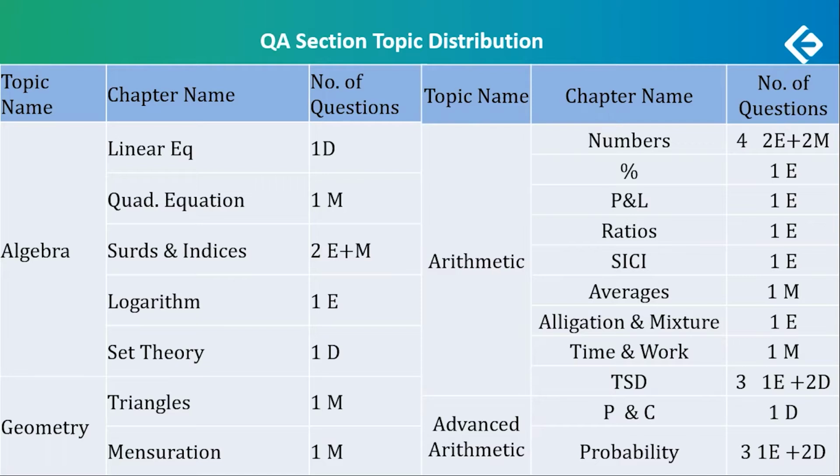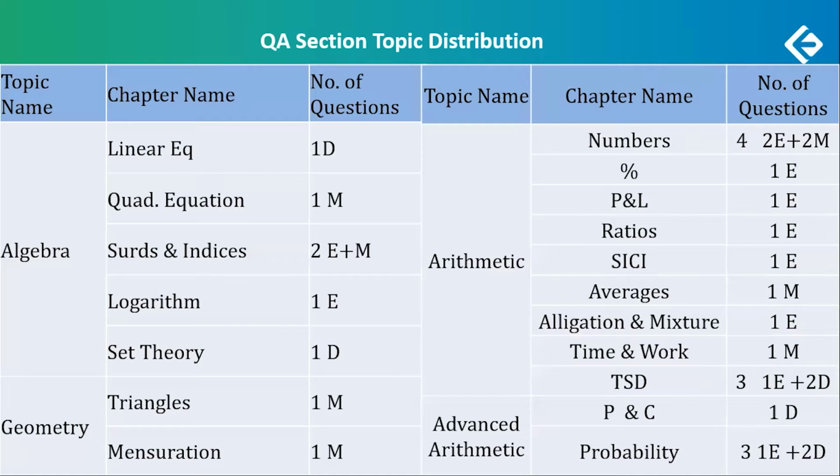A moderate question from time and work. Time, speed, distance had 3 questions. One set of 2 questions which were difficult and one easy. Permutation combination, one difficult question. Difficulty, ideally not very difficult, but just a little bit difficult. 3 questions from probability which had 1 easy and 2 difficult ones.